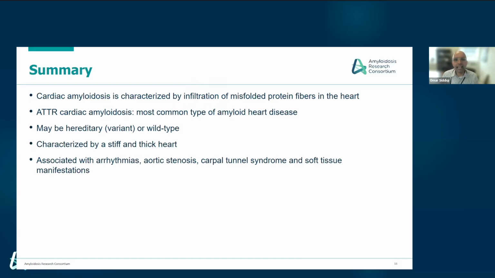It's a family of diseases characterized by infiltration of misfolded protein fibrils in the heart. The most common kind is ATTR wild-type cardiac amyloidosis. That's the most common kind. Can be hereditary, variant, or wild type, where the genetic type is normal in wild type amyloidosis. And amyloidosis is characterized by a stiff and thick heart, causing the heart to fill at very high pressures and causing congestion, shortness of breath, fluid in the lungs sometimes, fluid in the belly, fluid in the legs, and an inability to exercise. You can also see arrhythmias, atrial fibrillation, etc.